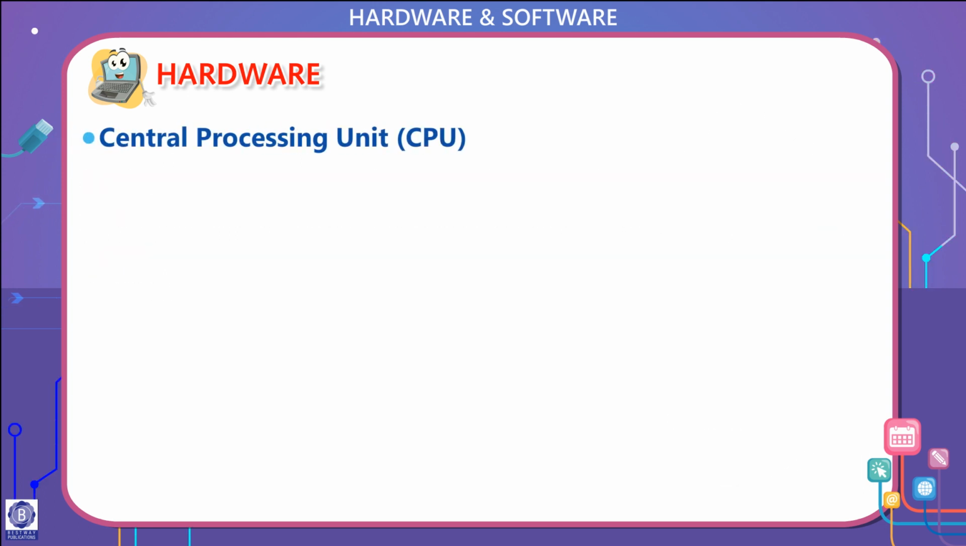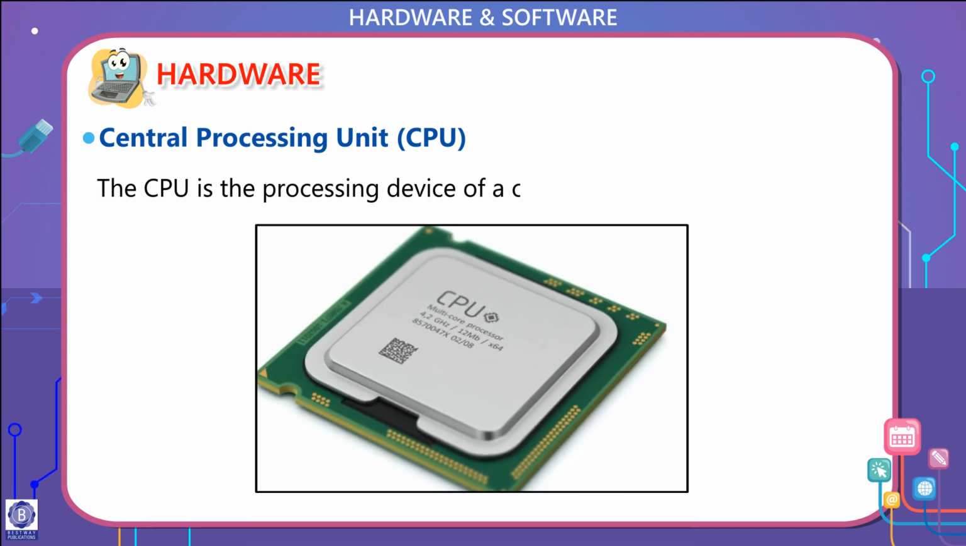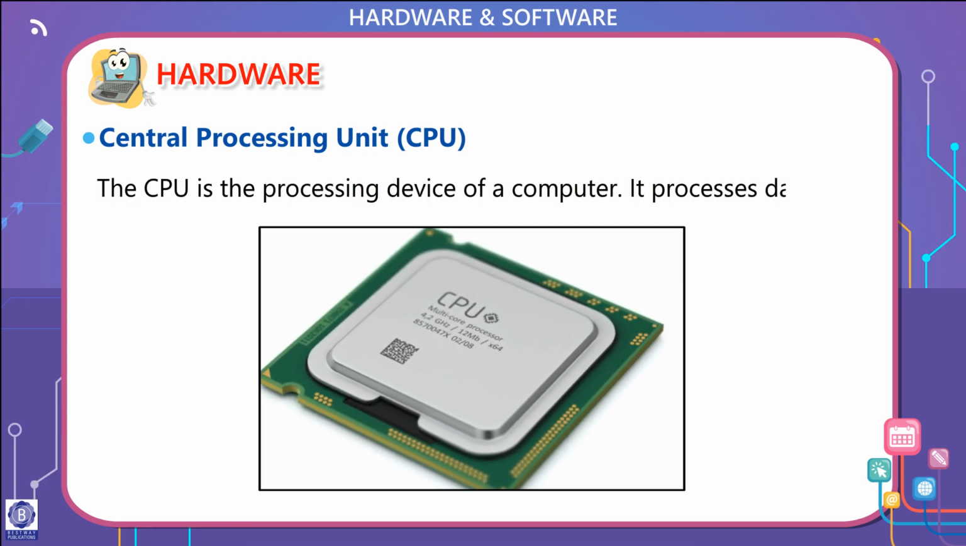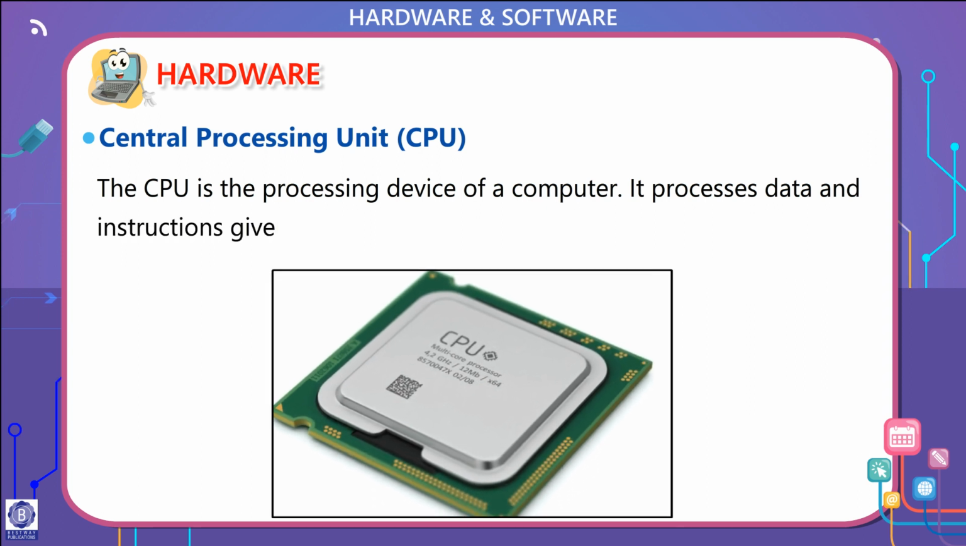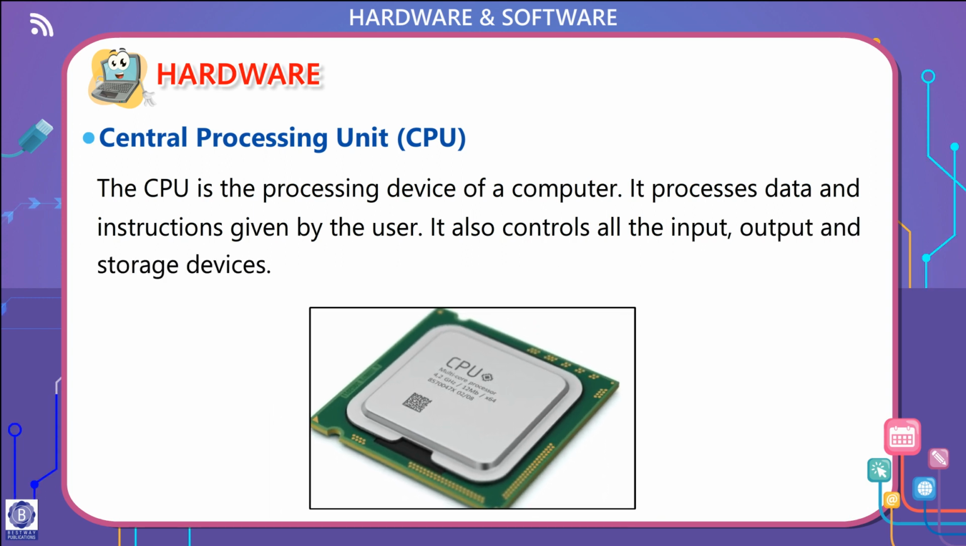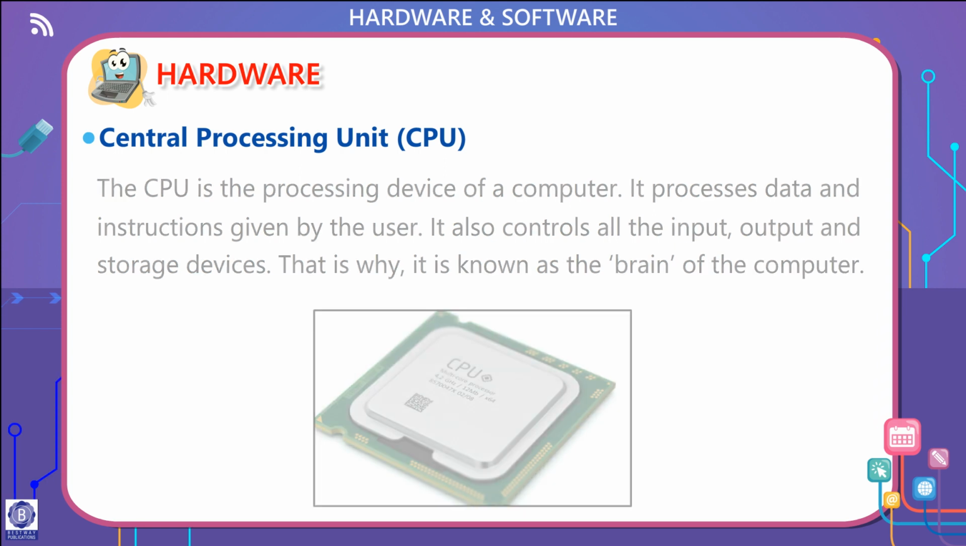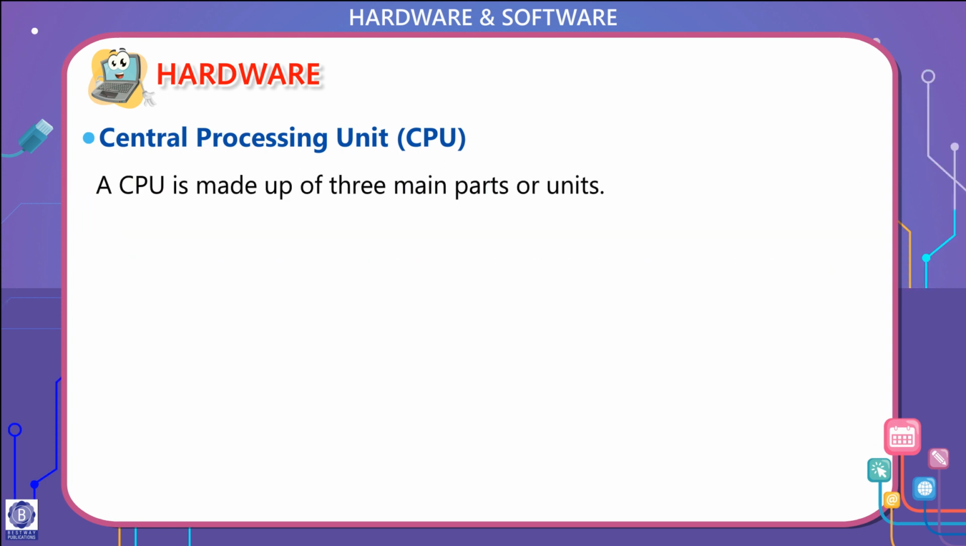Central Processing Unit, CPU. The CPU is the processing device of a computer. It processes data and instructions given by the user. It also controls all the input, output, and storage devices. That is why it is known as the brain of the computer. A CPU is made up of 3 main parts or units.